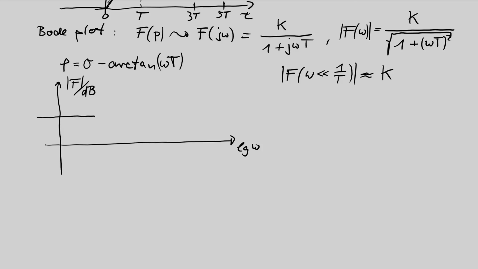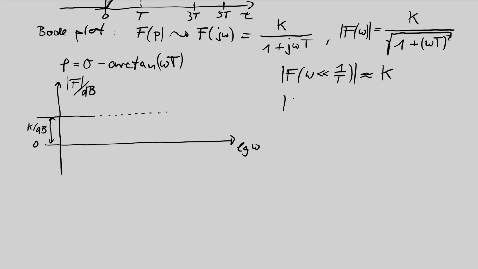So for very small frequencies, we have a constant line, and still in the region of 1 over t, this is not true anymore. Then we can draw this curve, and the distance to 0 dB is k in dB. Don't forget to convert the k value into a dB value. Otherwise you get a wrong drawing.